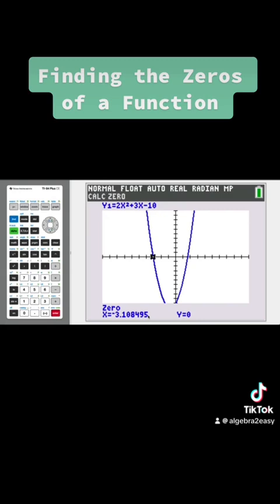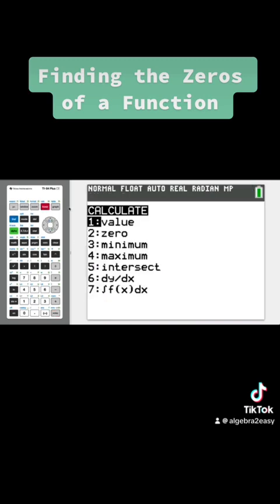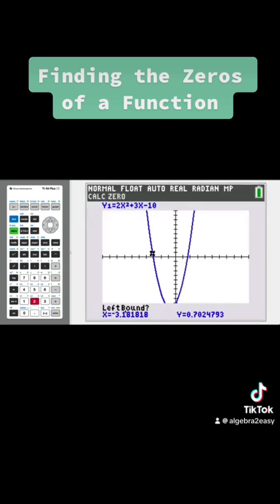Let's do that again, but for the zero located on the right side of the graph. Second, Trace, and we're selecting option 2. Again, it's going to ask us those three questions. Left bound. This time, I'm going to move my cursor to the right, closer to where I think the other zero is located. The cursor needs to be to the left of where you think the zero is located. When you're ready, press Enter.